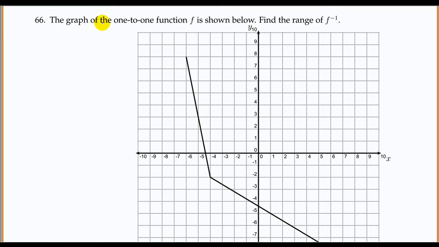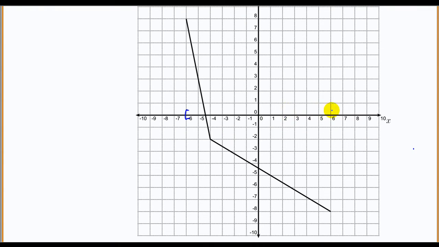The graph of the one-to-one function f is shown below. Find the range of f inverse. The range of f inverse is the same thing as the domain of f. And we can see here that the domain of f is from -6 through 6. So the answer is -6 through 6.